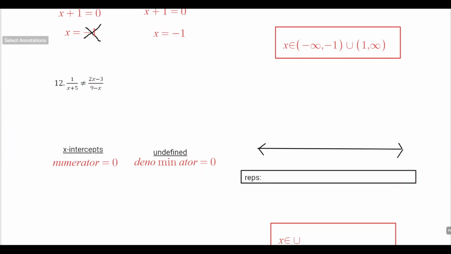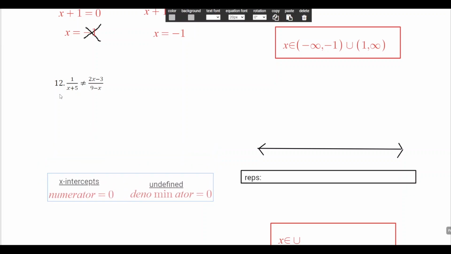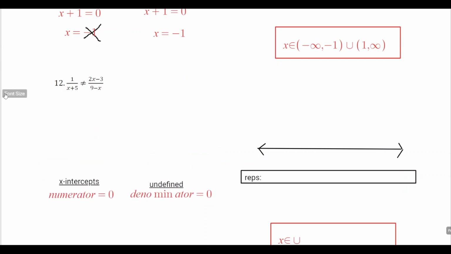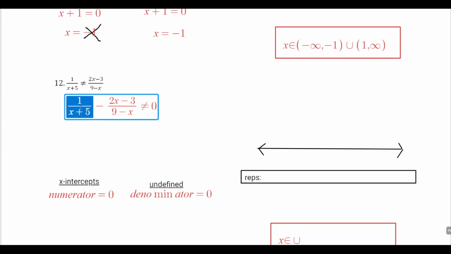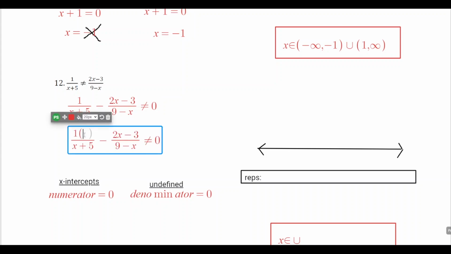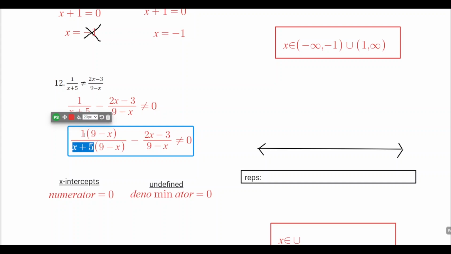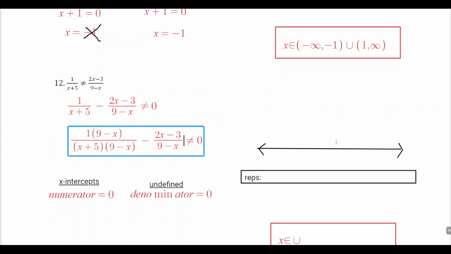So let's first try to get this thing to have a 0 isolated on the right-hand side. So we go 1 over x plus 5 minus 2x minus 3 over 9 minus x. We are going to need a common denominator here. Let's see, do I have a not equal to? Yeah, there we go. So for my common denominator, I'm going to have to multiply this one by 9 minus x over 9 minus x. And I'll multiply the second fraction by x plus 5 over x plus 5.